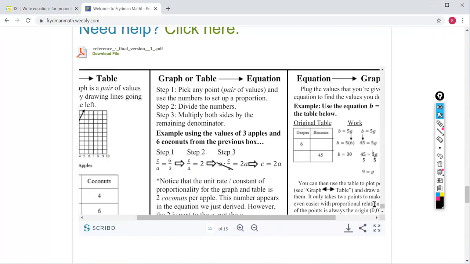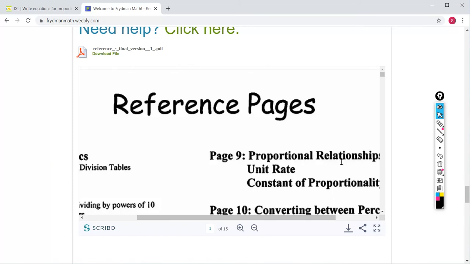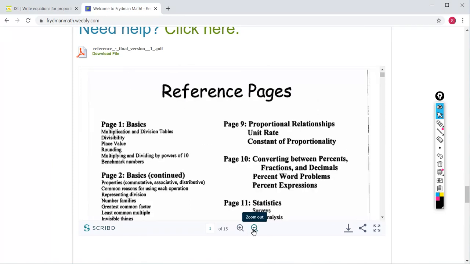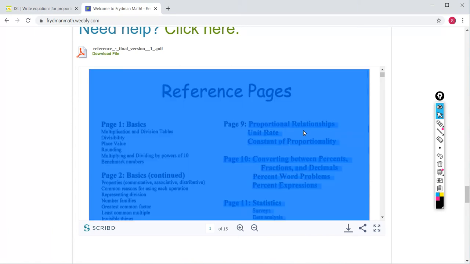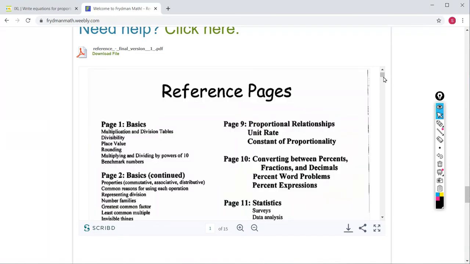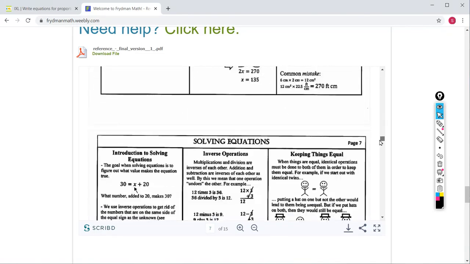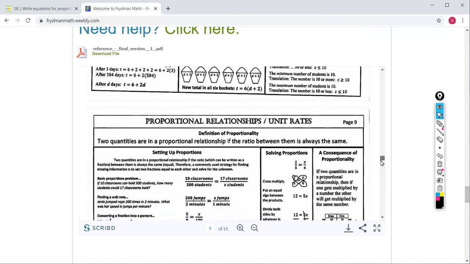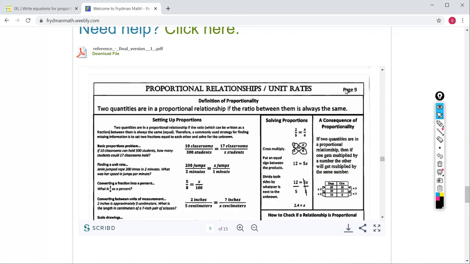Now, also, I'll go back to the reference pages and let me look at page 9, which has proportional relationships on it. Here's page 9, proportional relationships. So the definition of proportionality: two quantities are in a proportional relationship if the ratio between them is always the same.